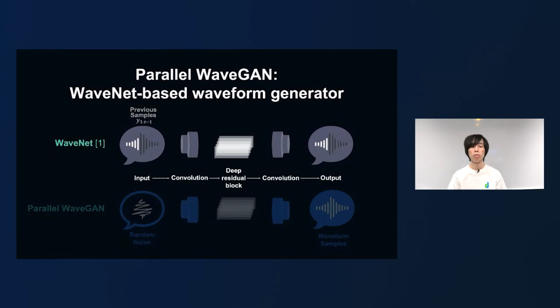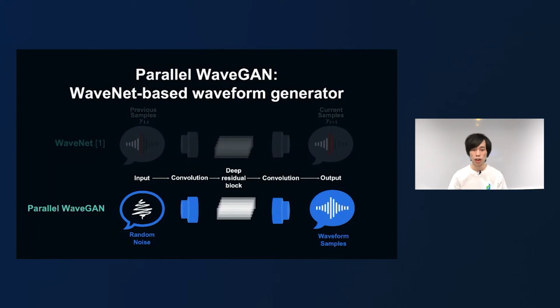To explain the specific behavior of the model, WaveNet receives input of speech up to time t-1 and generates a speech sample at the time t by the convolutional neural network. The generated speech sample is then fed back to the input, and the neural network generates a speech sample at time t+1. WaveNet generates speech by repeating this process over and over again for the length of speech.